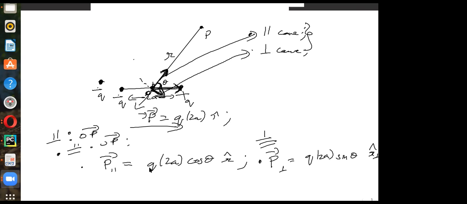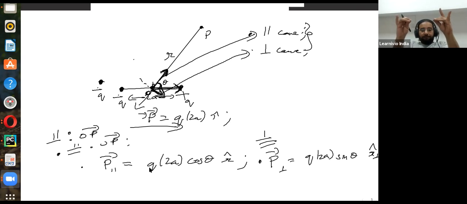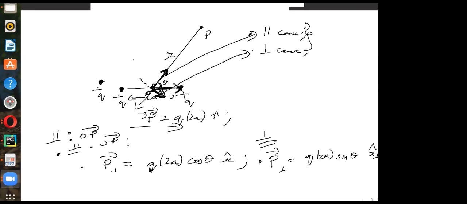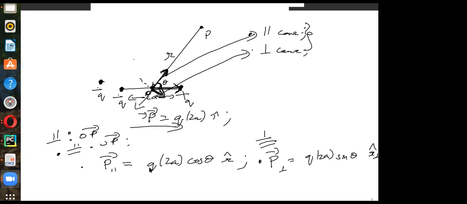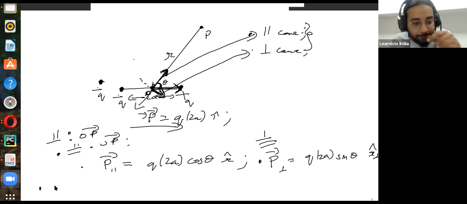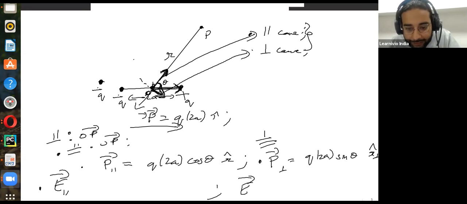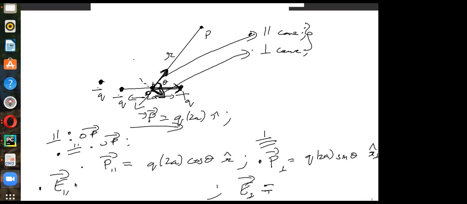So now essentially what we've done is we have one dipole and we've divided it into two dipoles, one which is parallel to the direction and one which is perpendicular to the direction. Correct? Lovely. So what we can do directly is calculate what E parallel is because of this dipole, and E perpendicular is because of this dipole, and then we can just add them up. One minute, sir. Yes, go ahead.